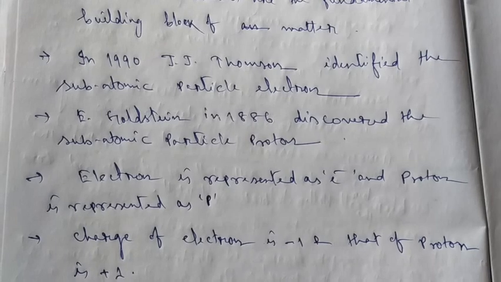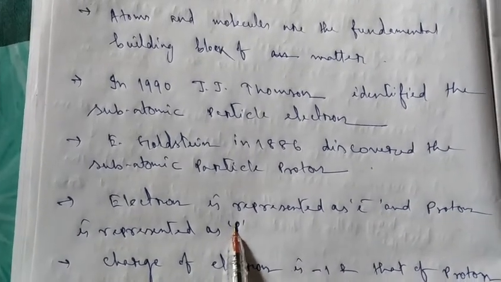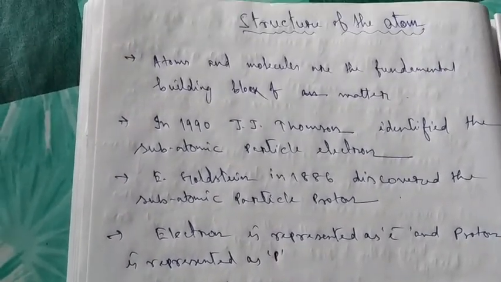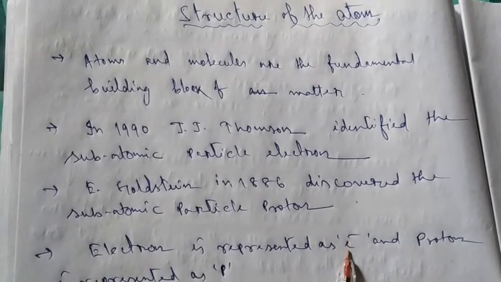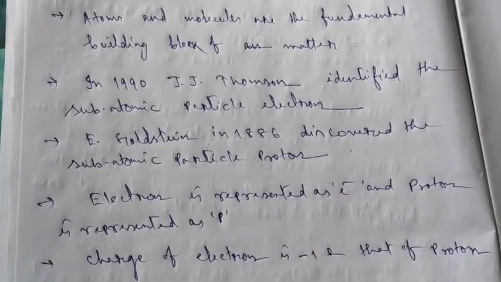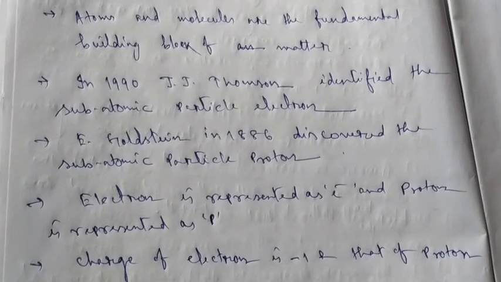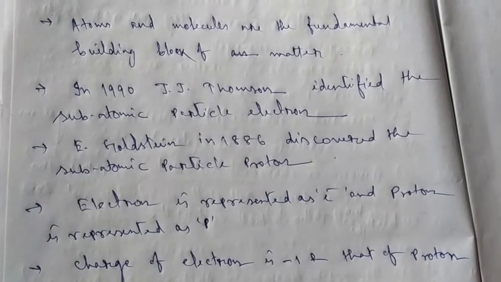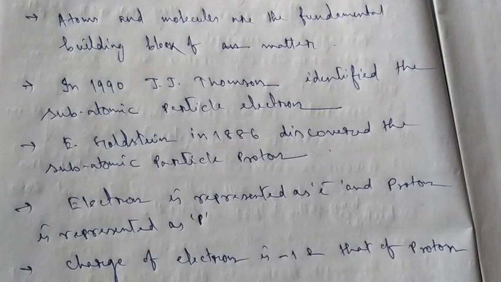So proton is a positively charged particle which is represented as P, and the charge of proton is +1. Electron is a negatively charged particle, e-, and its charge is -1. That means their charges are the same, but the mass of proton is higher than that of electron. The mass of electron is considered negligible.